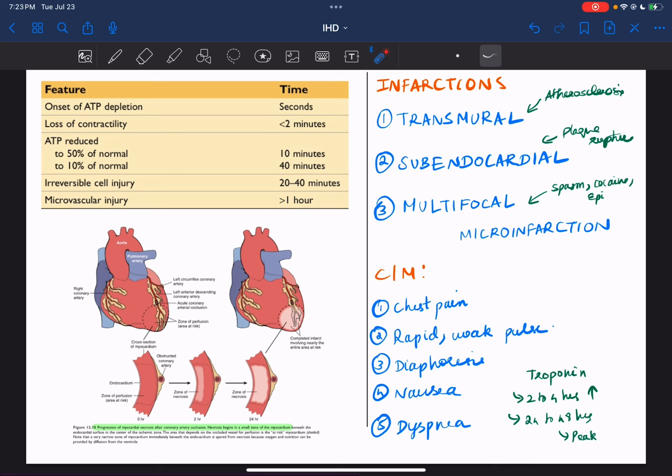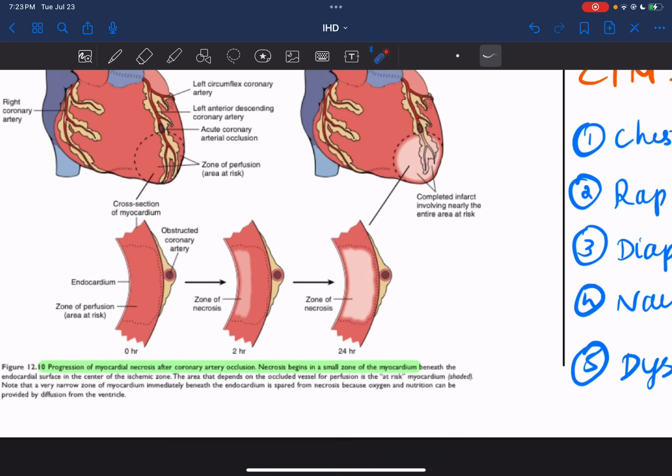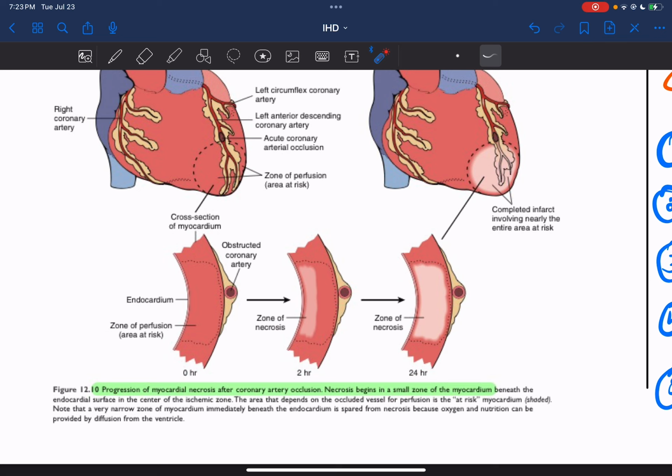Now, here are some features you should know. I have taken this snip out of the Robbins book. The onset of ATP depletion just happens in seconds after myocardial infarction. The loss of contractility of that specific tissue will be lost in less than 2 minutes. ATP is reduced to 50% normal in 10 minutes, 10% normal in 40 minutes. There is irreversible cell injury in just 20 to 40 minutes of MI, and there is microvascular injury in greater than 1 hour. Now take a look at this diagram and understand how this necrosis proceeds.